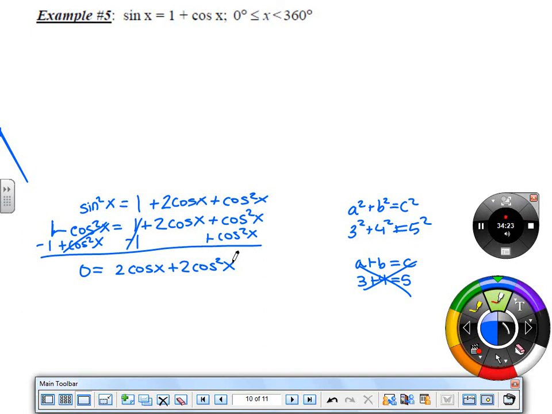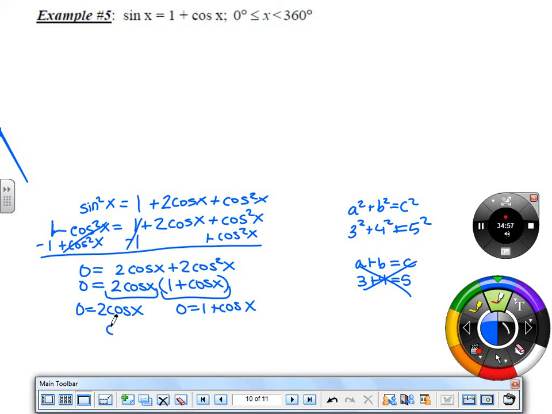Factor it? Sure. So we can take out a 2 and a cosine x from each term, leaving us with 1 plus cosine x after we undistribute that or factor it out. And this is exactly what we want. This is now a solvable problem. I have 2 factors, factor number 1, factor number 2, set equal to 0, so I can use that 0 product property and try to solve. So I'm going to look for angles that make this equation true, as well as angles that make this equation true.